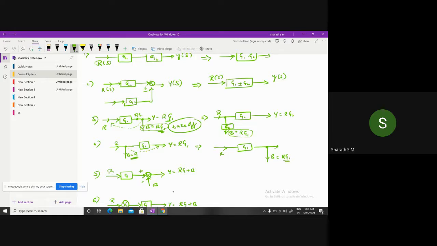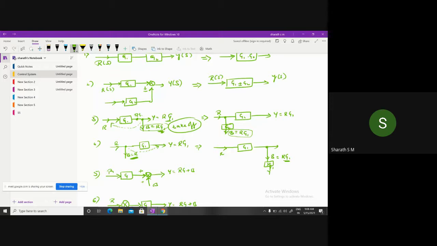To make it as b is equal to r, what is the block we need to add here? We need only b is equal to r. We don't want g1 here. So we need to cancel that g1. To cancel that g1, we need to add a block with the variable 1 over g1. So whenever it is 1 over g1, this particular block outputs b is equal to r. So in that manner, we are able to do the proper operation.